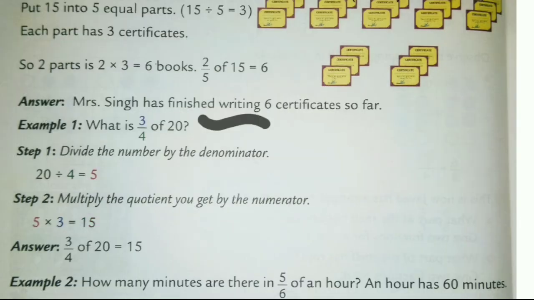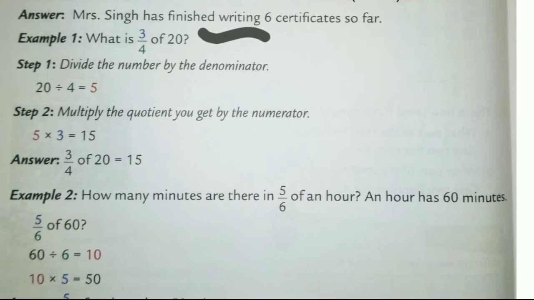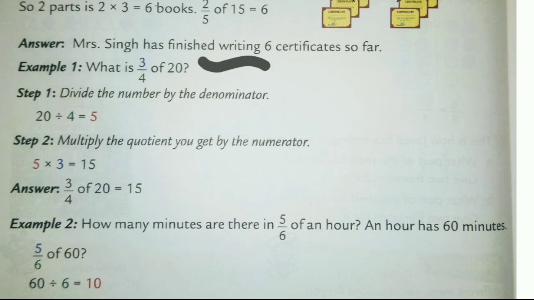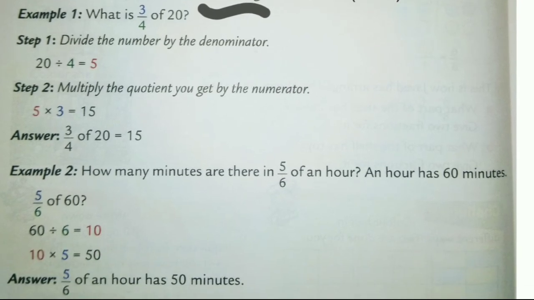What is 3 upon 4 of 20? It means we can divide the number by the denominator, and multiply the quotient you get by the numerator. So in this one, 3 upon 4 of 20 is 15.